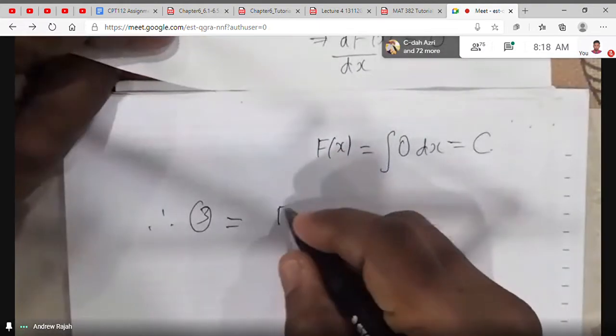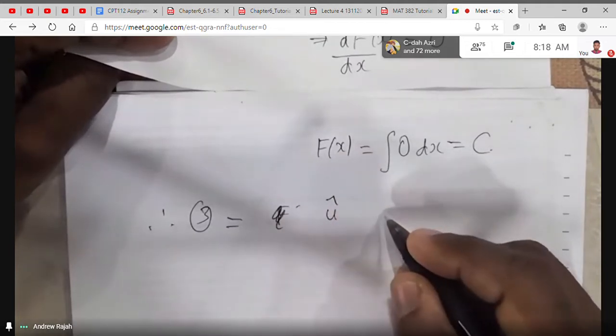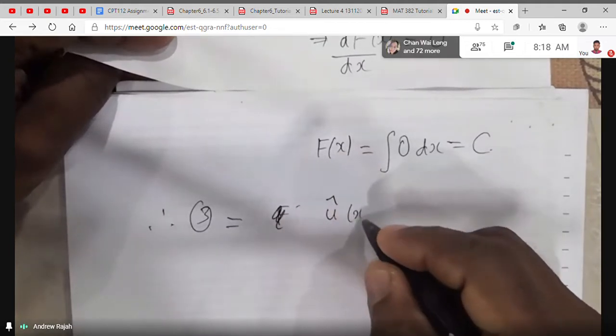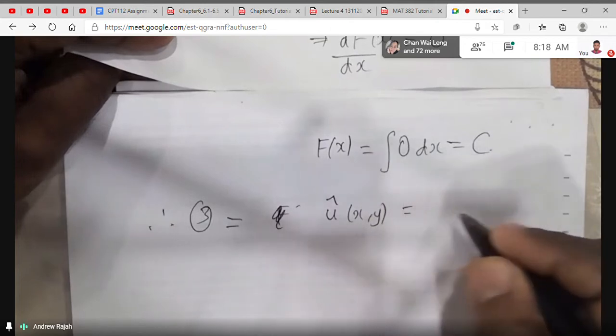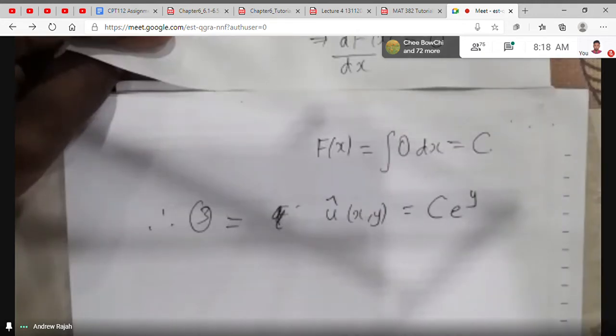Okay, so 3 implies you had xy equals to c times e to the power of y.